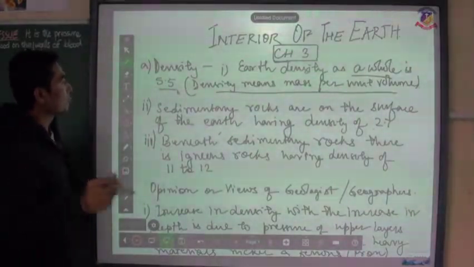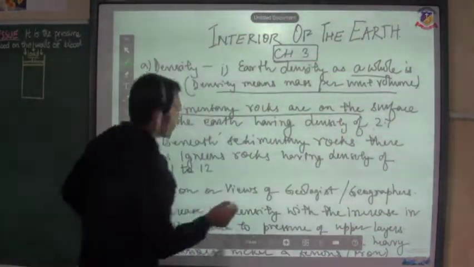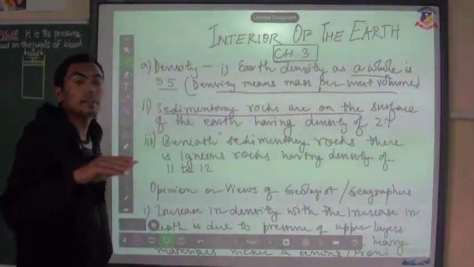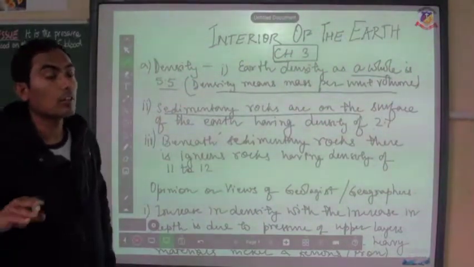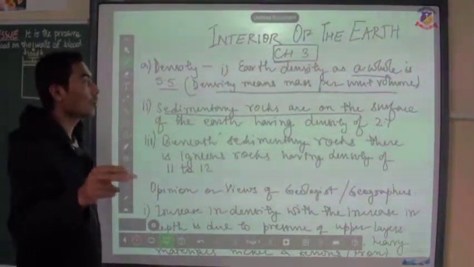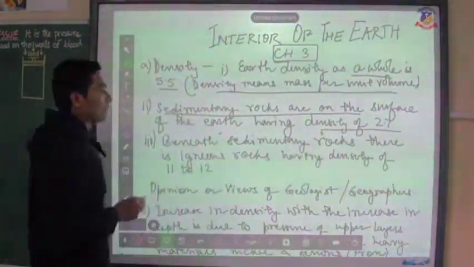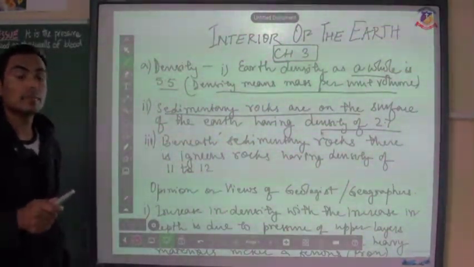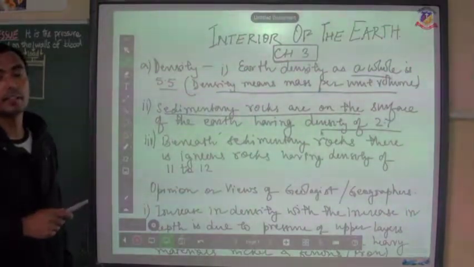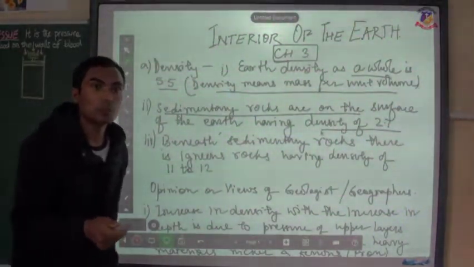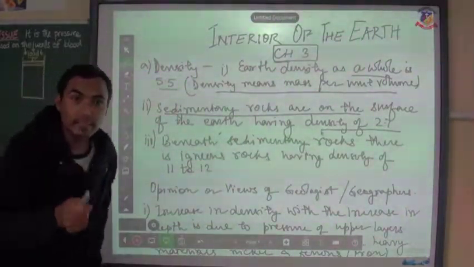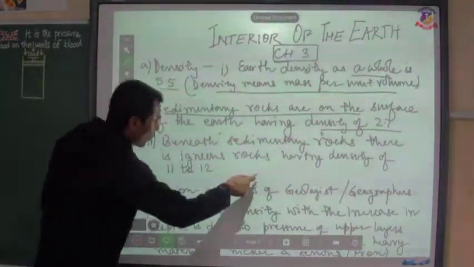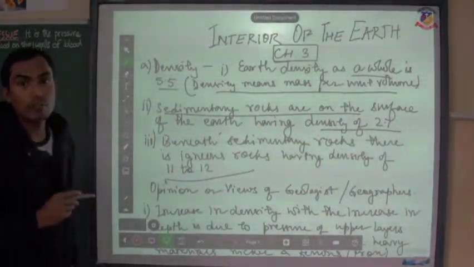Clear? Second point, sedimentary rocks are on the surface. I told you the earth's crust is made up of sedimentary rocks. Therefore, sedimentary rocks are specially found on the surface of the earth. The sedimentary rock has a density of 2.7. Just imagine, just beneath the sedimentary rocks, it has been assumed by the geologists that lies the igneous rock. Clear? And the igneous rocks have a higher density of 11 to 12.